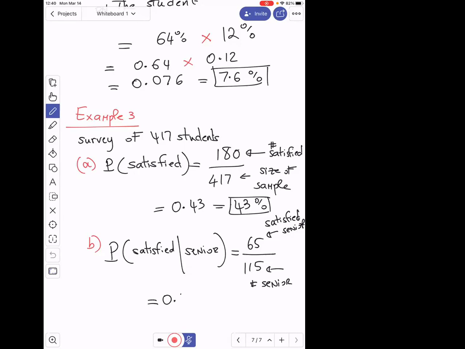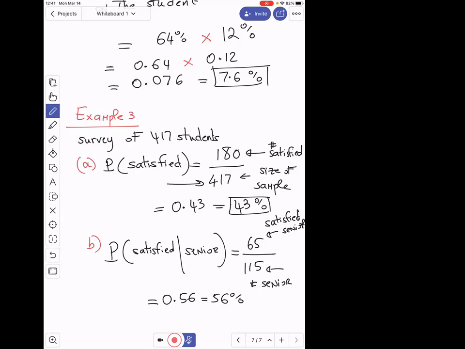0.56. For the satisfied question, the 0.43 came from 180 over 417, where 417 is the total number of students. That's the size of the sample.